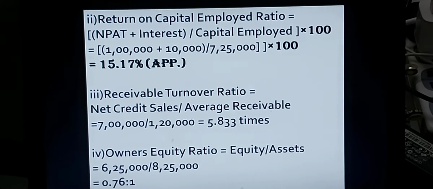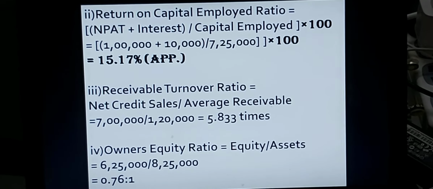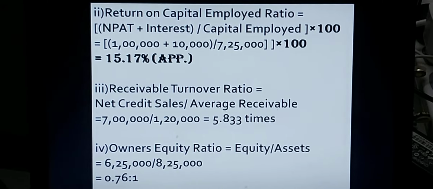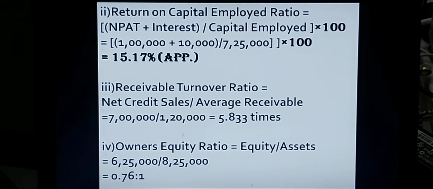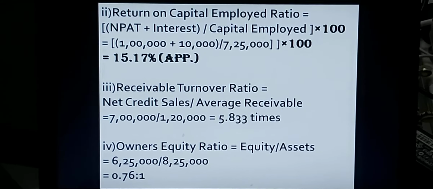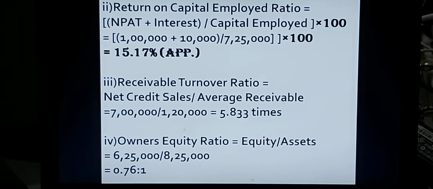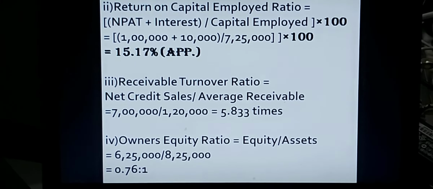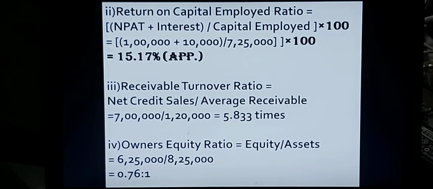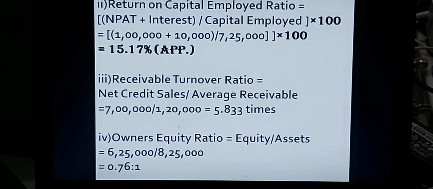So return on capital employed ratio is equal to 1,10,000 divided by 7,25,000 into 100. That is the ratio of 15.17%, the approximate value. You know, the standard of return on capital employed ratio is 10 to 15%, but in this math 15.17% is available. So this ratio is very satisfactory for this company, that is Samrat Company Limited.